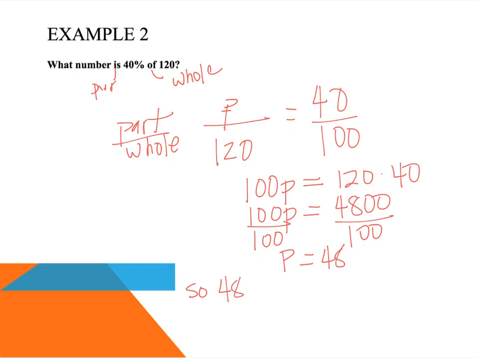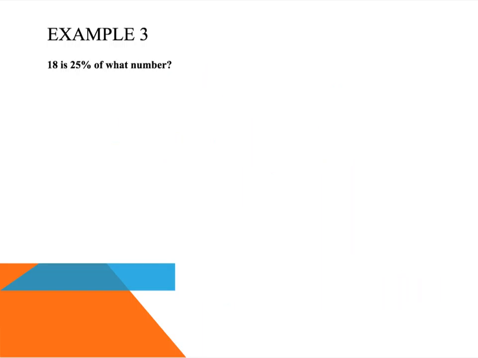So 48 is 40% of 120. Make sure you copy all this down. Let's look at example 3. It says 18 is 25% of what number?